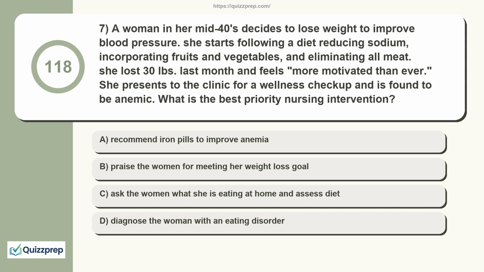Question 118. A woman in her mid-40s decides to lose weight to improve blood pressure. She starts following a diet reducing sodium, incorporating fruits and vegetables, and eliminating all meat. She lost 30 pounds last month and feels more motivated than ever. She presents to the clinic for a wellness checkup and is found to be anemic. What is the best priority nursing intervention? Recommend iron pills to improve anemia. Praise the woman for meeting her weight loss goal. Ask the woman what she is eating at home and assess diet. Diagnose the woman with an eating disorder.